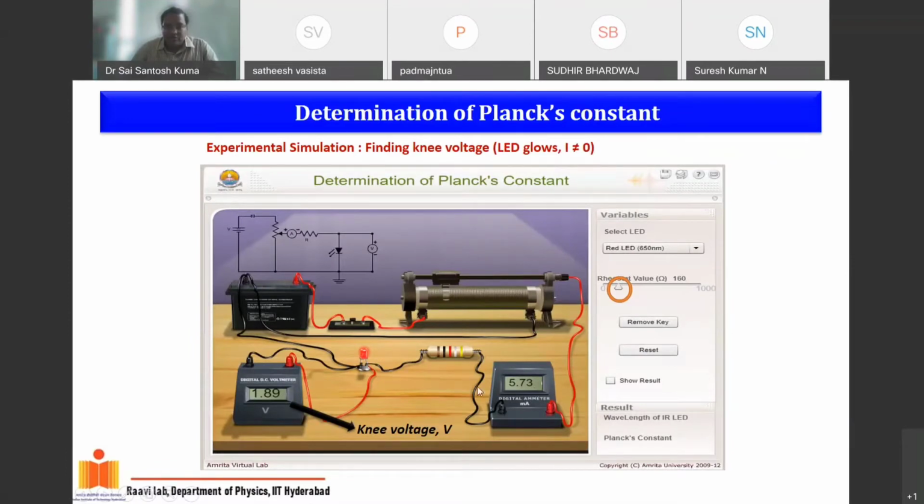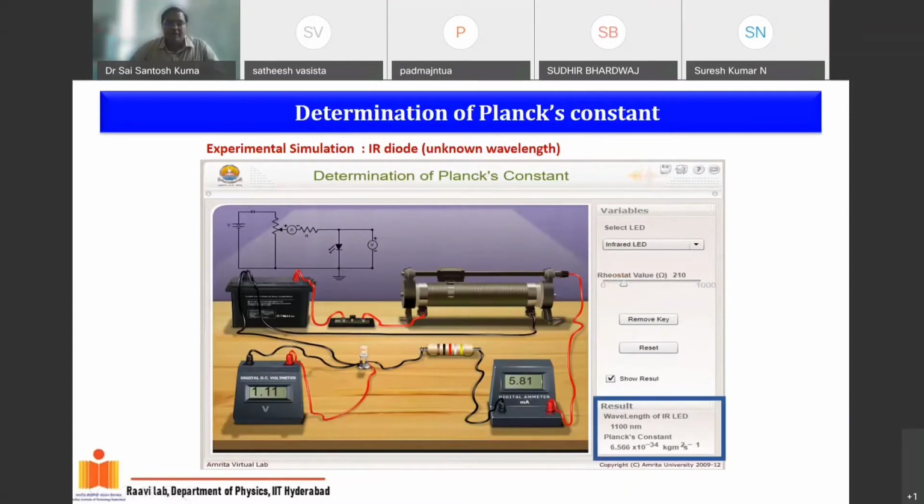And then you can keep monitoring the current also, just to see how it is, and then you make a note of it. So you have the LED wavelength, 650 nanometers. So you know what is lambda. So now you know what is the new voltage, and then you can get a result. Also, you can make your notes, use your pen and paper. You can start doing it. Okay. In addition, you can also click show results so that one can check what is the output as per the simulation.